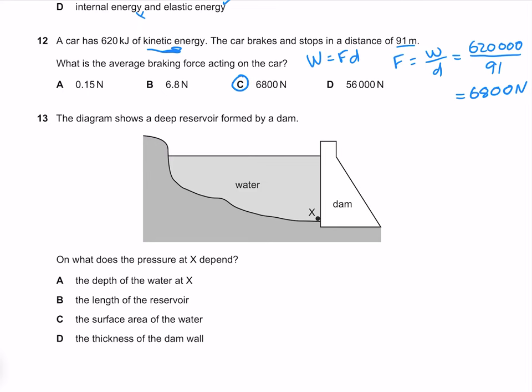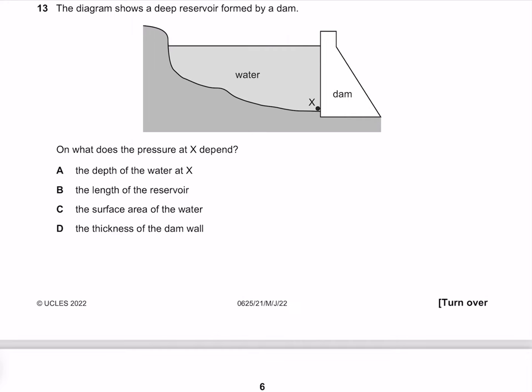so our answer is C. The diagram above shows a deep reservoir formed by a dam. On what does the pressure at X depend? The pressure at X depends on the amount of stuff above it. This property is described by the depth of the water, and so our answer is A.